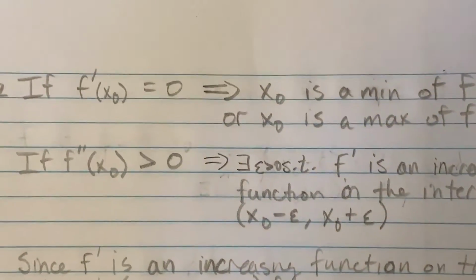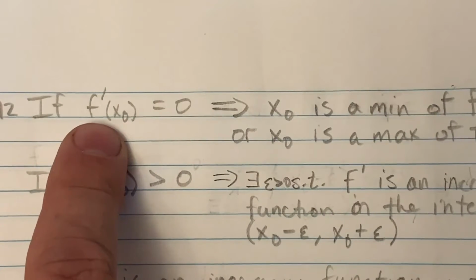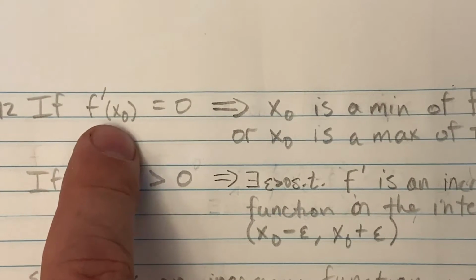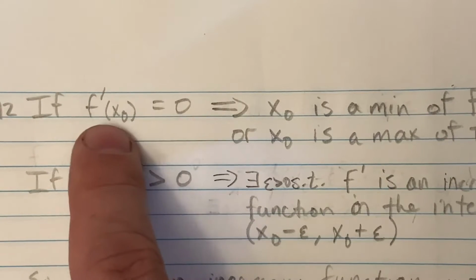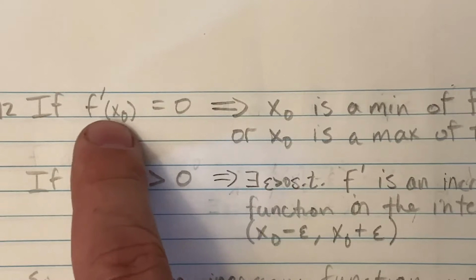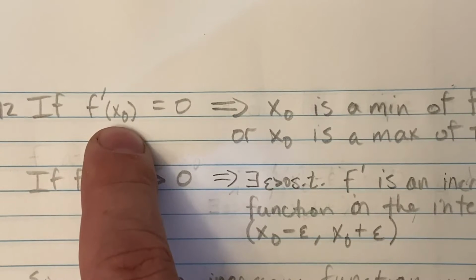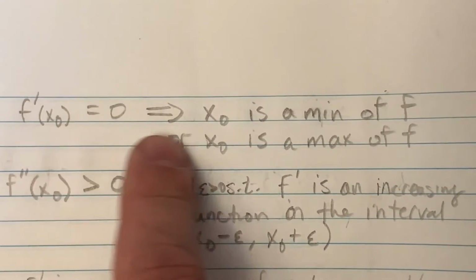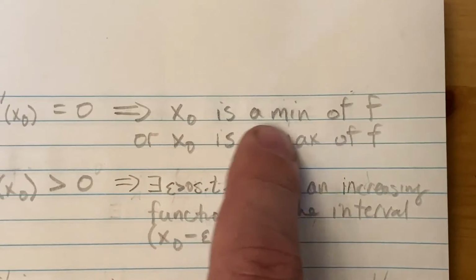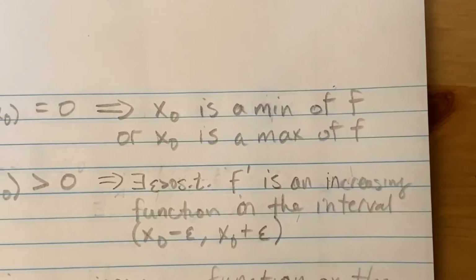Okay, so to prove this, we're going to start with what the first derivative of f at point x naught equals 0 implies. Well, that implies that the tangent line of f at the point x naught is horizontal, okay? And so this implies that either x naught is a min of f or that x naught is a max of f.